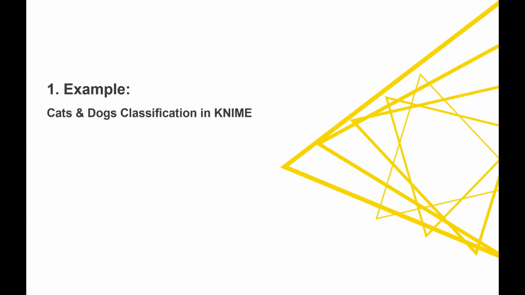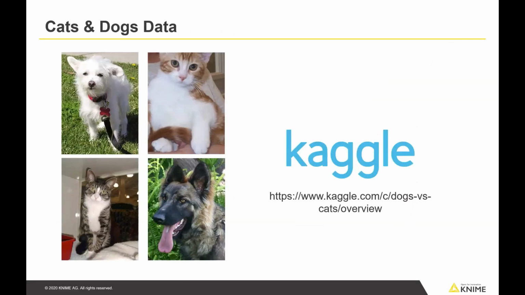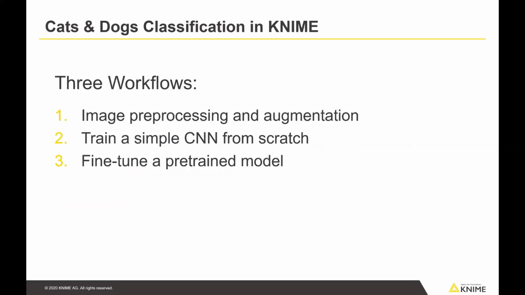And this brings us to our first example, where we do cats and dogs classification in Knime. For this, we use the cats and dogs data set from the corresponding Kaggle data challenge. The example consists of 3 different workflows. First, in the first workflow, we do a little bit of image processing, and we do the image augmentation I previously mentioned. Then in the second workflow, we try to train a simple convolutional neural network from scratch. And then in the third workflow, we try to use this fine-tuning approach and see if we can improve our prediction quality using this approach.